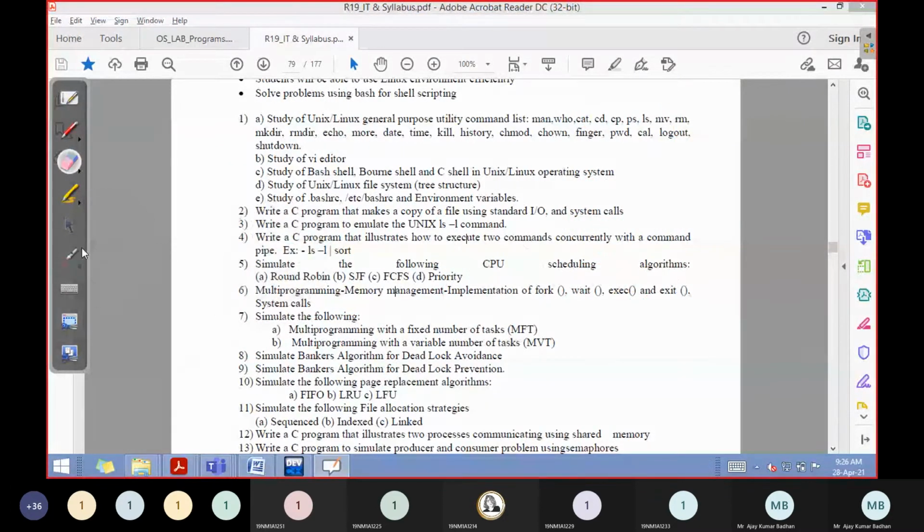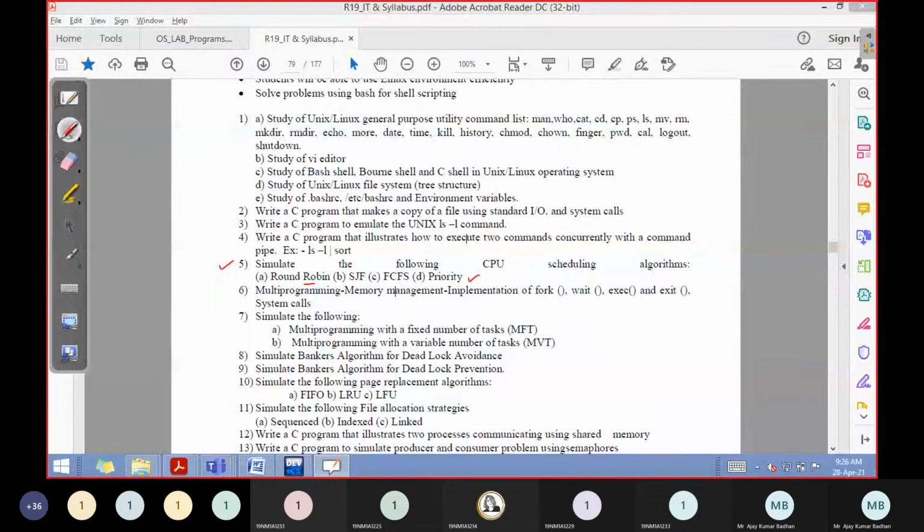Let me show you. The first program we have here is simulating the following CPU scheduling algorithms. It's asking you to simulate scheduling algorithms such as round robin. I think you have watched the videos and have a clear understanding of round robin, SJF, FCFS, and priority. And today we are going to see that.